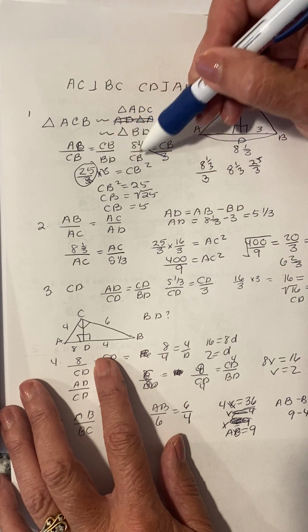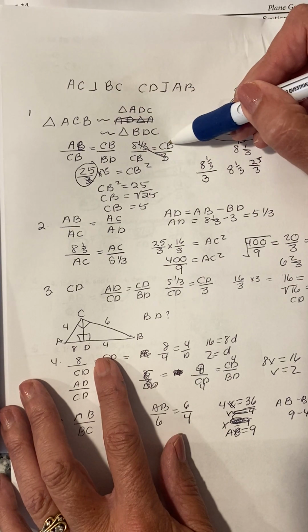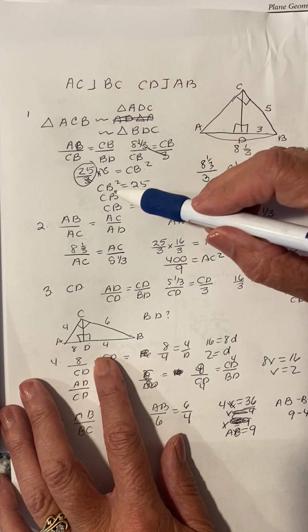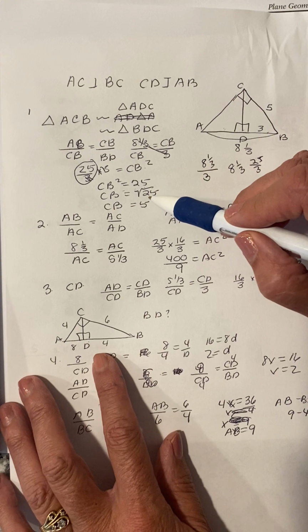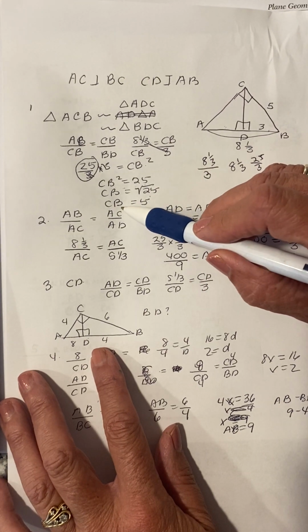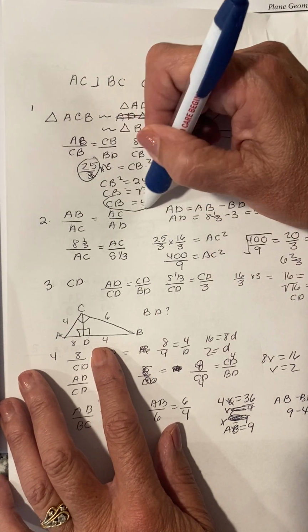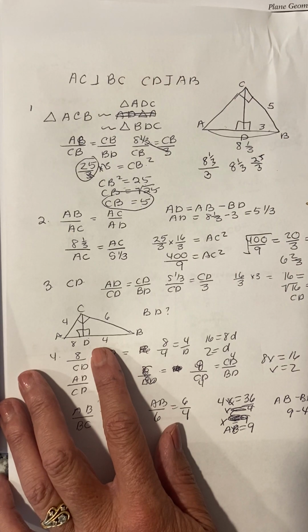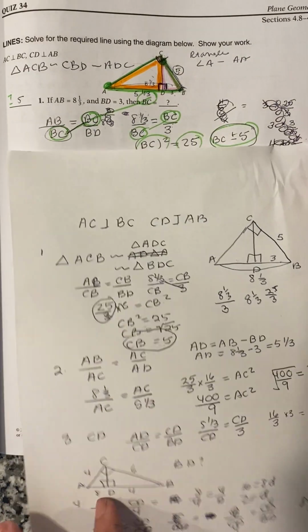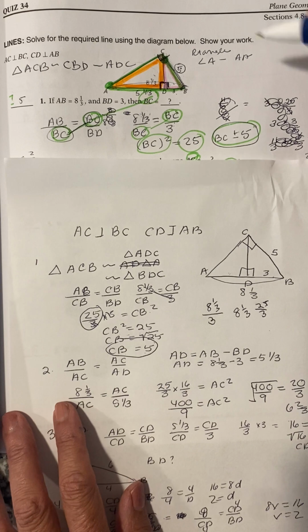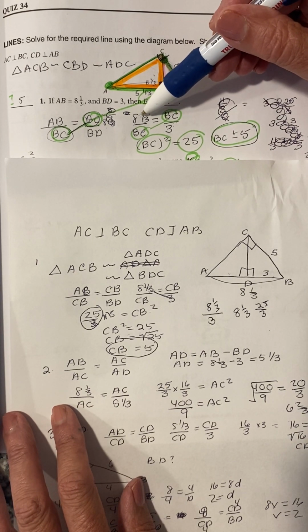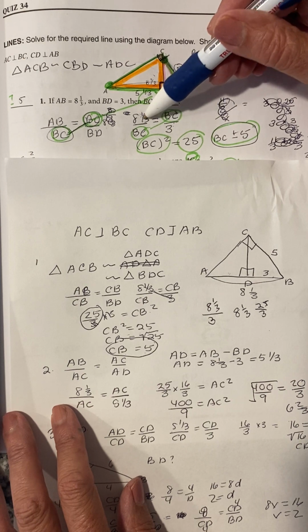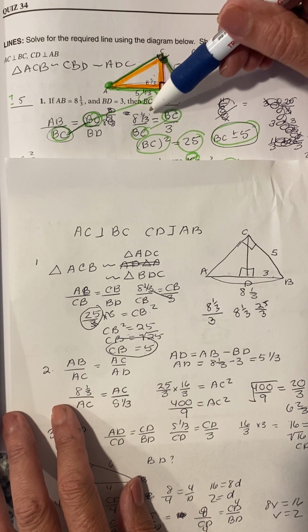So 25 equals, and then CB times CB is CB squared. So CB squared equals 25. What's the square root of 25? The square root of 25 is 5. So our answer is 5 there. See how I did that? Basically, the hard part was 8 1/3 times 3. You have to change this to 25 thirds times 3.